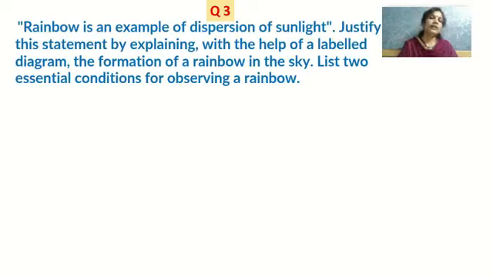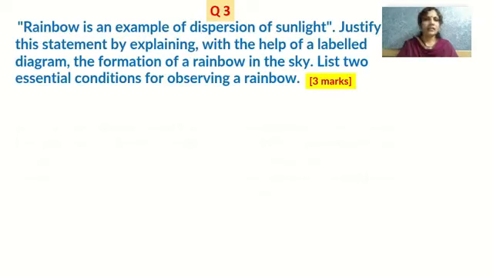So look at this, children. Again, the question was asked for 3 marks and is divided into 3 parts. So we have to justify the statement that a rainbow is an example of dispersion of light. This is a natural phenomenon which we observe in nature.